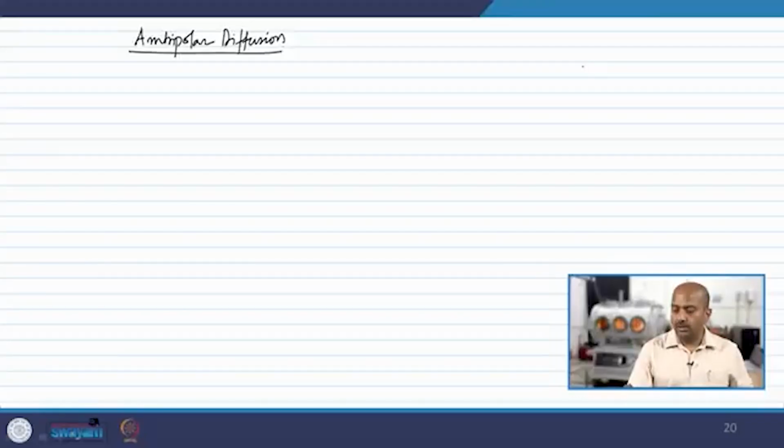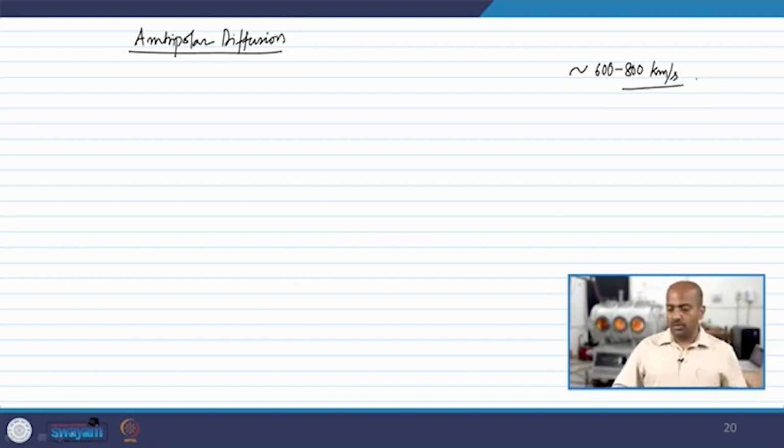Now, these electrons and ions, for example, when they reach the vicinity of the earth, are approximately traveling at, let us say, 600 to 800 kilometers per second. This is a very large velocity. Depending on whether it is fast solar wind or slow solar wind, depending on the conditions and many other things, this velocity can sometimes be typically of this order.